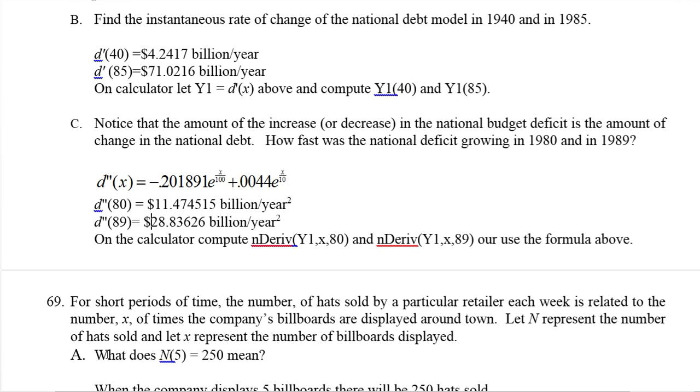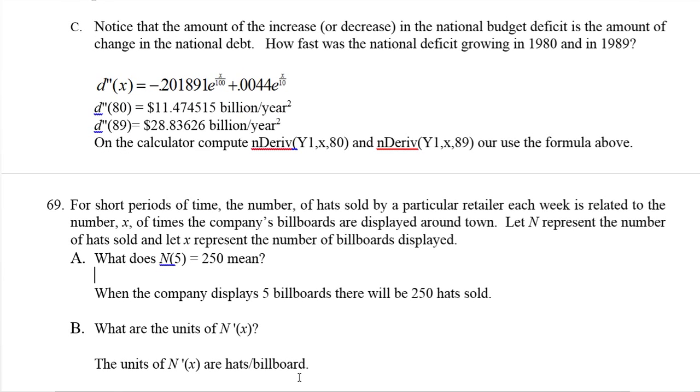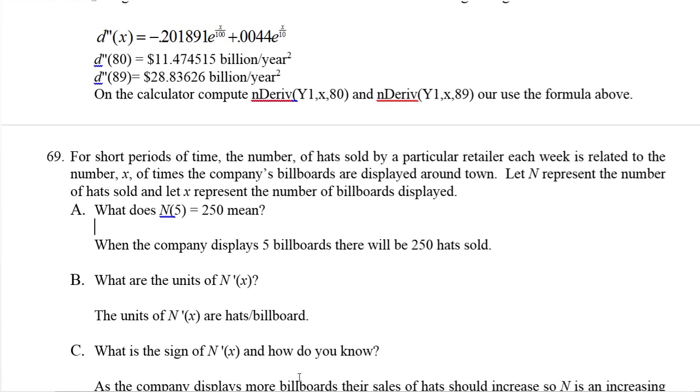For short periods of time, the number of hats sold by a particular retailer each week is related to the number X of times the company's billboards are displayed around town. Let N represent the number of hats sold and let X represent the number of billboards displayed. What does N of 5 equal 250 mean? It means if you have 5 billboards displaying their ad, there will be 250 hats sold. What are the units of N prime of X? They are hats per billboard, N units over X units.